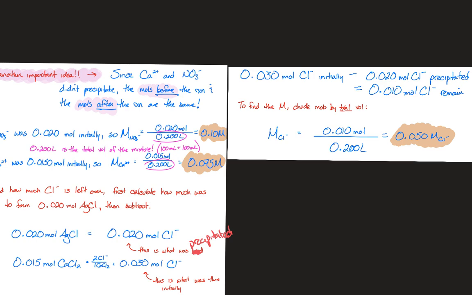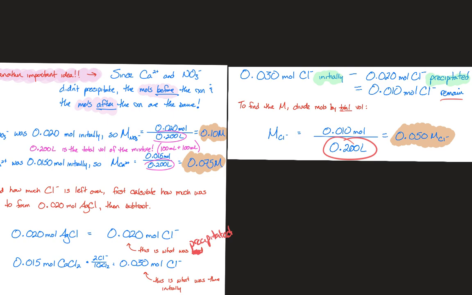And then we come over here to get what's left over. We just do what we had initially minus what precipitated. Oh, I did use that phrasing up here. So initial minus precipitated gives us what remained, right? And so in this case, it's 0.01 moles. We put it over 200 milliliters, and we get that concentration.